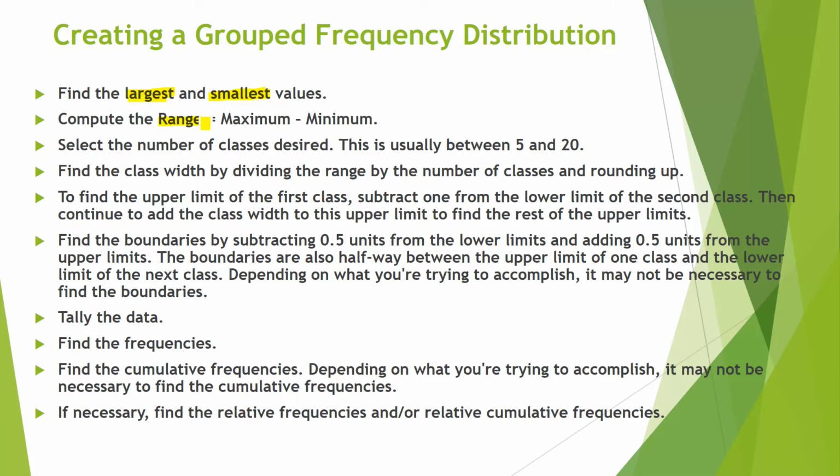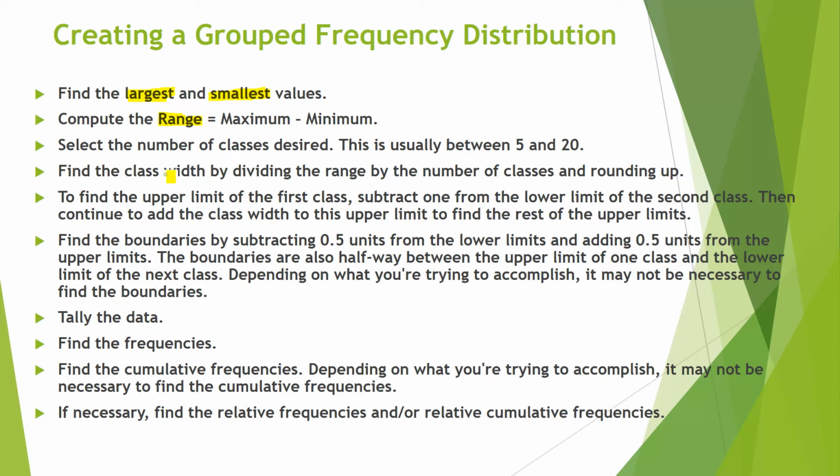Then we have to calculate the range. The range is maximum minus minimum, or largest minus smallest. In the first step we found the smallest and largest values, and here we use those values to calculate the range. Maximum is 990, minimum is 10, so our range is 980, and this is just an example. The third point is to select the number of classes desired, usually between 5 and 20 classes, and this is not a hard and fast rule, it's up to you.